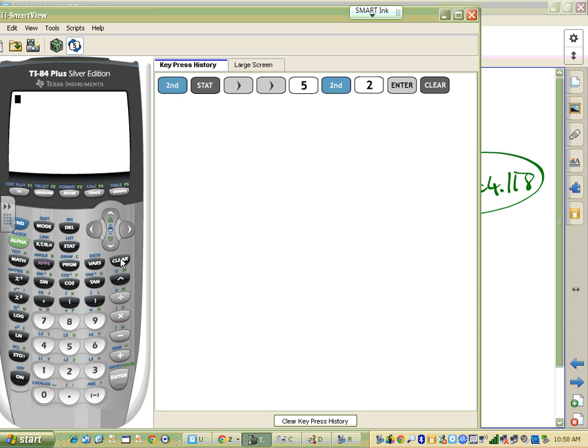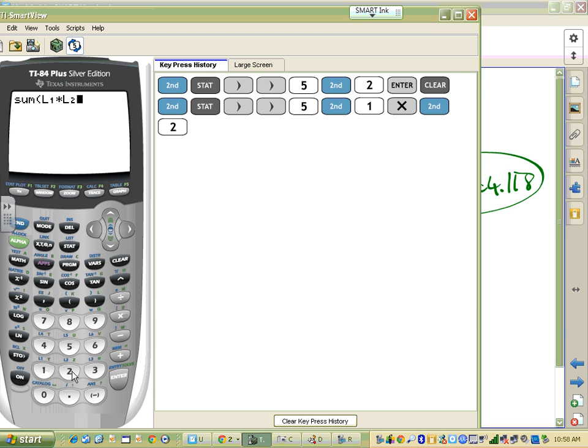So what we want to do, though, is this. We want to take the list math. We want the sum of list 1 multiplied by list 2. Check this out. Watch how easy this is. Look at that. Pretty easy, huh? That saved a lot of time.